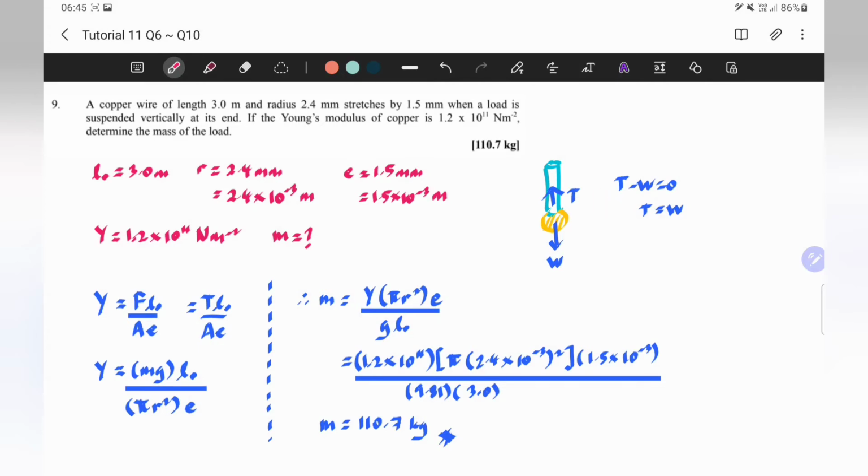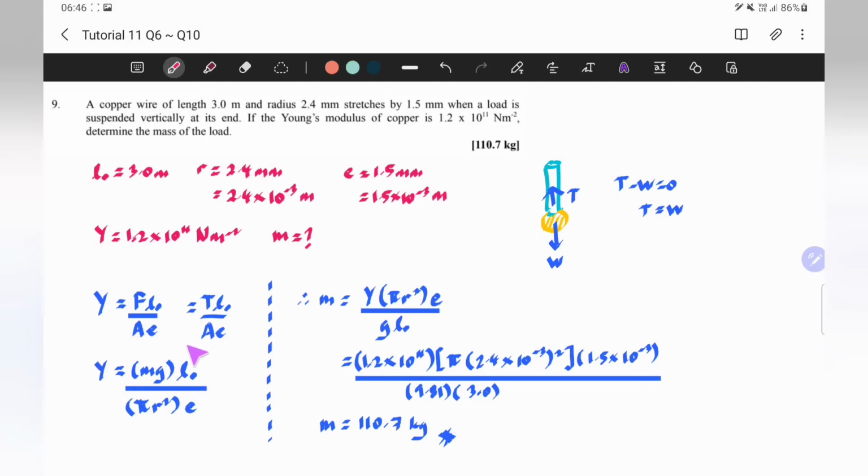So what happened now? According to the Young modulus equation, which is F L naught over A E, the force is tension, so still the same actually. The tension now equals the weight, which is mg. So T is mg, this is L naught, and the area is pi r squared. Why? Because the value given is the radius, so we just use the radius directly, and then this is the elongation.